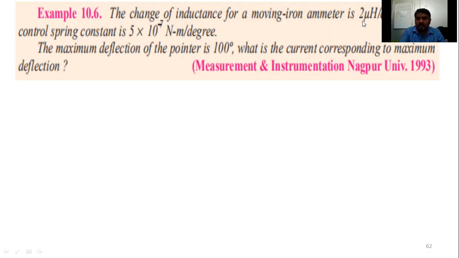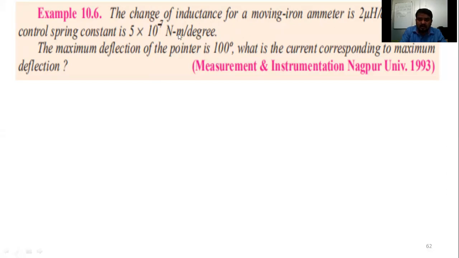dL/dθ is 2 microhenry per degree, as they have used here. And the control spring constant K is equal to 5 × 10^-7 newton meter per degree. The requirement is the current corresponding to maximum deflection. How much is the maximum deflection?